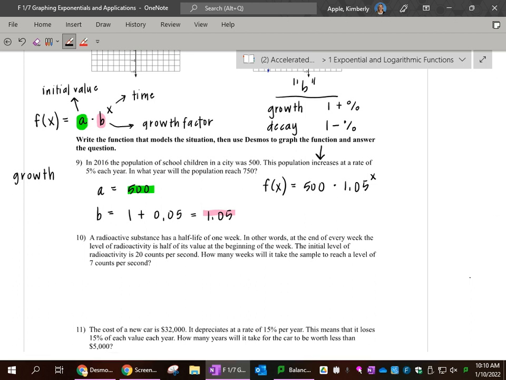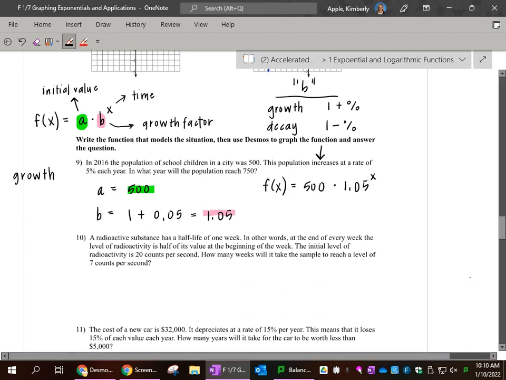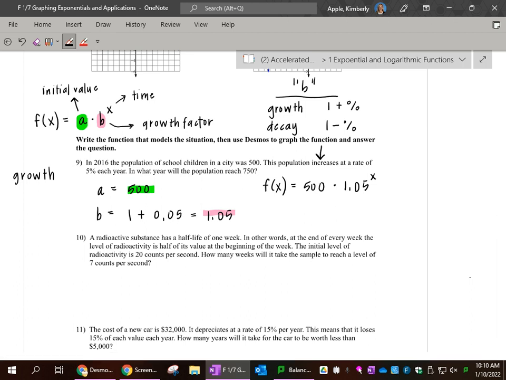So notice the second part of your instructions says, then use Desmos to graph the function and answer the question. So right now, I want you to pull up a tab, type in desmos.com, and click on Graphing Calculator. We're going to do this together. I want you to be able to type it in and see it too, because you're going to need to manipulate it. Now, is there a way to algebraically solve for x in the exponent? Absolutely, but you do not know how to do that yet. So we're going to use the graph. I'm going to expect you to know how to use both.